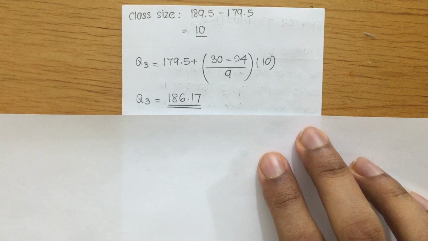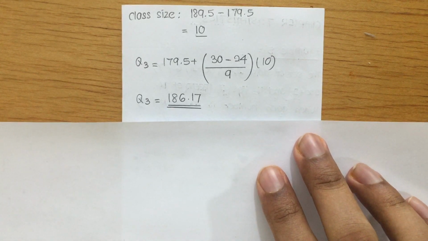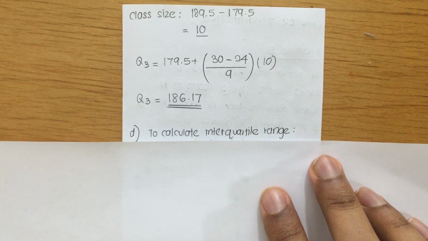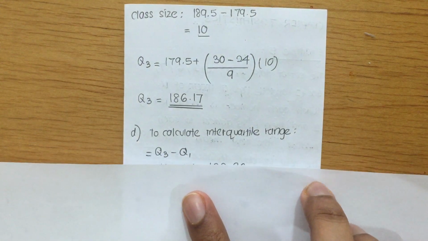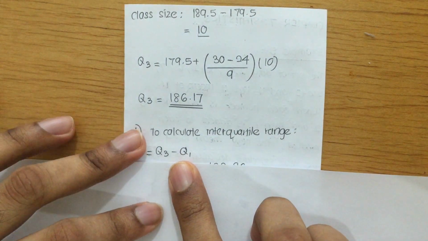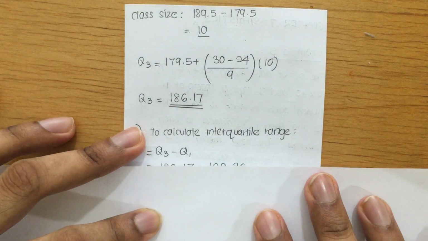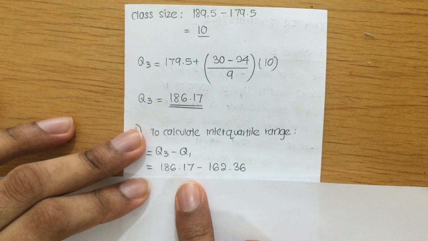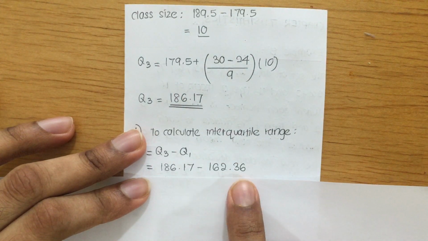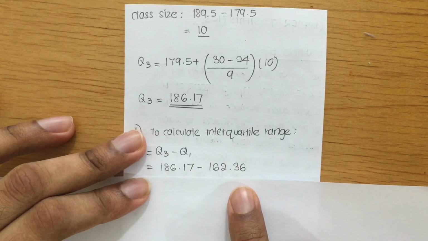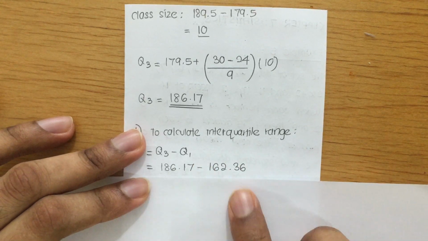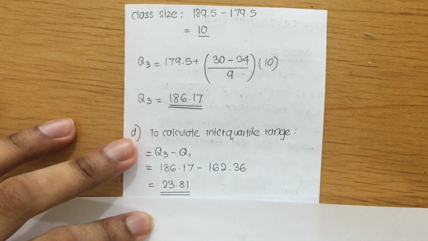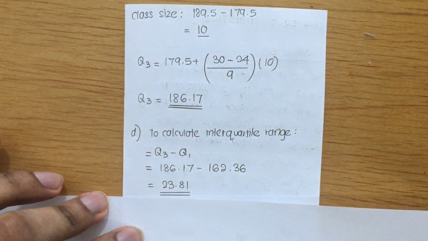So we're going to proceed to the last question, where we need to find the interquartile range. The interquartile range is pretty simple, guys. How to find the interquartile range? You need to minus Q1 from Q3. So this is how you calculate the interquartile range. In this case, Q3 we have already found just now, 186.17. Q1 is 162.36. We already found this value earlier in the question. You minus these two values and you should get your answer 23.81. So this is your interquartile range value, guys.